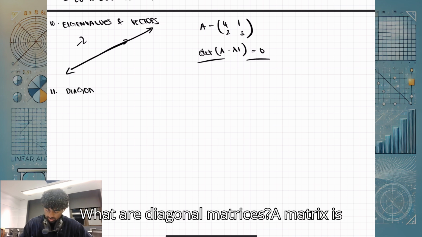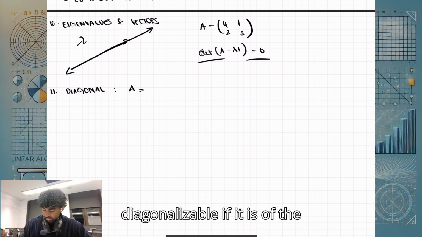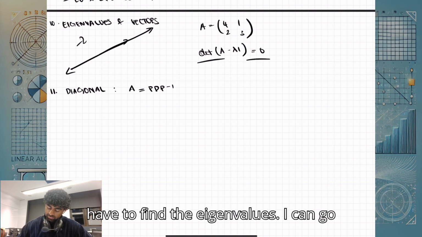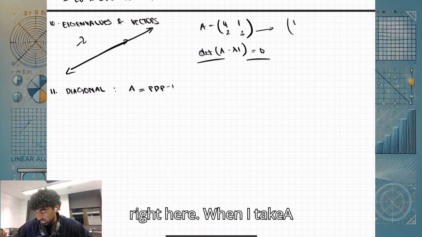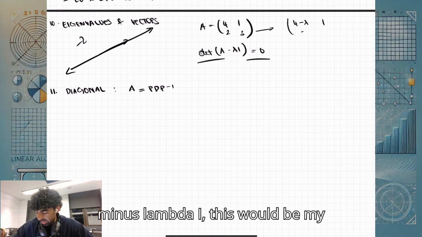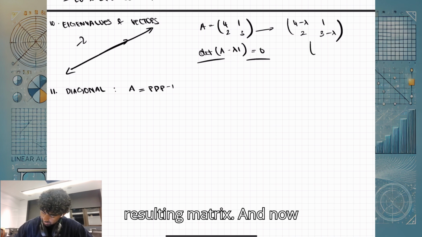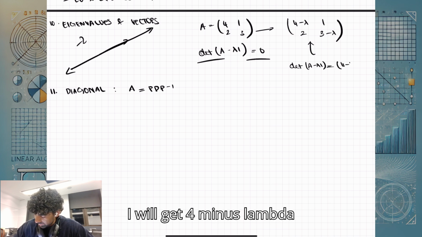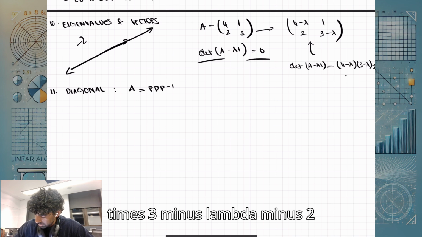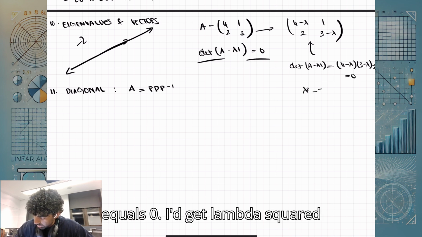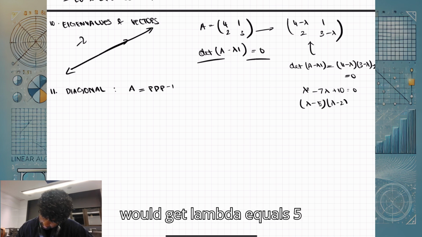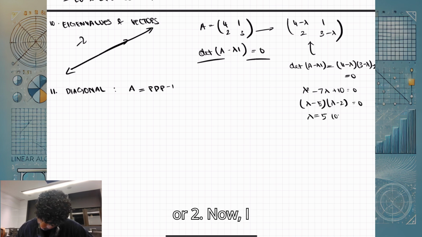What are diagonal matrices? A matrix is diagonalizable if it is of the form PD P inverse. Again, to find a diagonal matrix, you first have to find the eigenvalues. I can go ahead and find the eigenvalues for this right here. When I take A minus lambda I, this would be my resulting matrix. And now taking the determinant of that, I will get 4 minus lambda times 3 minus lambda minus 2 equals 0. I'd get lambda squared minus 7 lambda plus 10 equals 0. And thereby, I would get lambda equals 5 or 2.